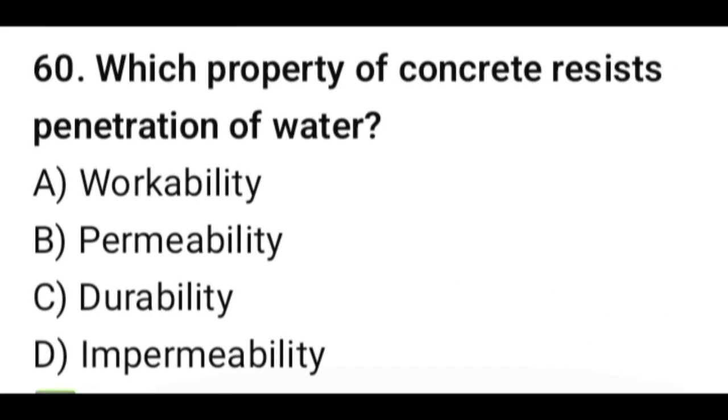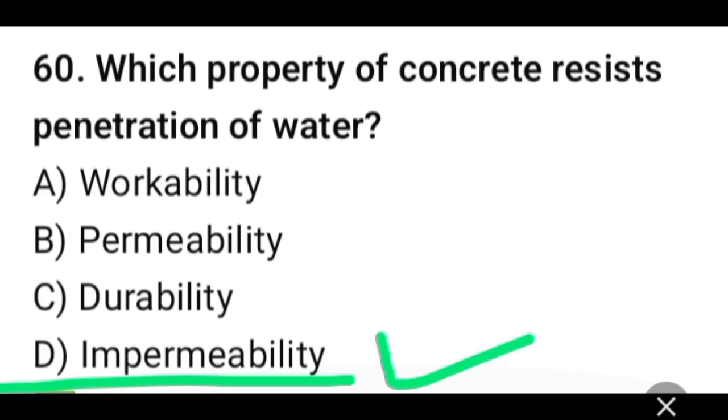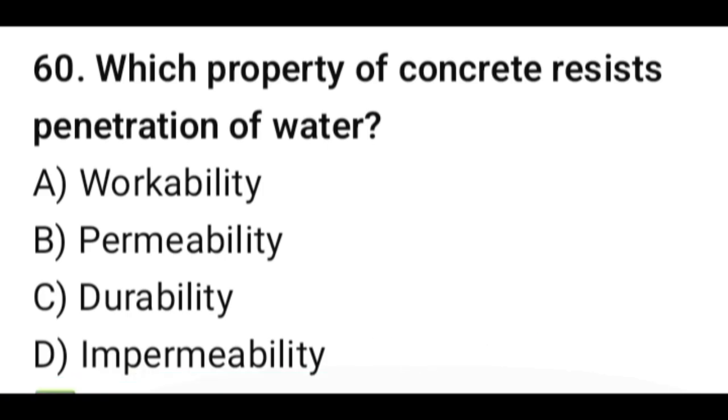Next question. Which property of concrete resists penetration of water? Option A is workability, option B is permeability, option C is durability, option D is impermeability. So the right answer is option number 4, impermeability is the right answer.